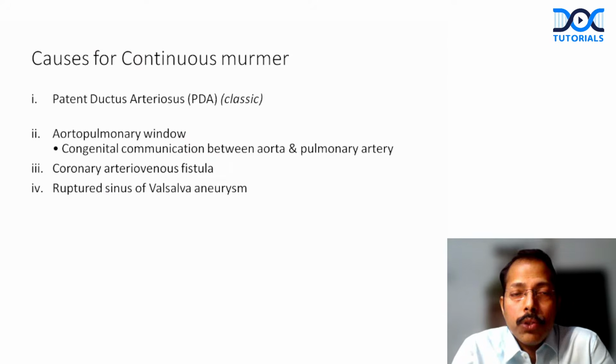So you should also know the causes of continuous murmur. The first and foremost being the classic PDA, machinery murmur, followed by aortopulmonary window. Okay, so that causes the continuous murmur. Then coronary AV fistula, as has been asked in our question, and the ruptured sinus of Valsalva, popularly called RSOV. So this also tends to cause a continuous murmur. So clear?